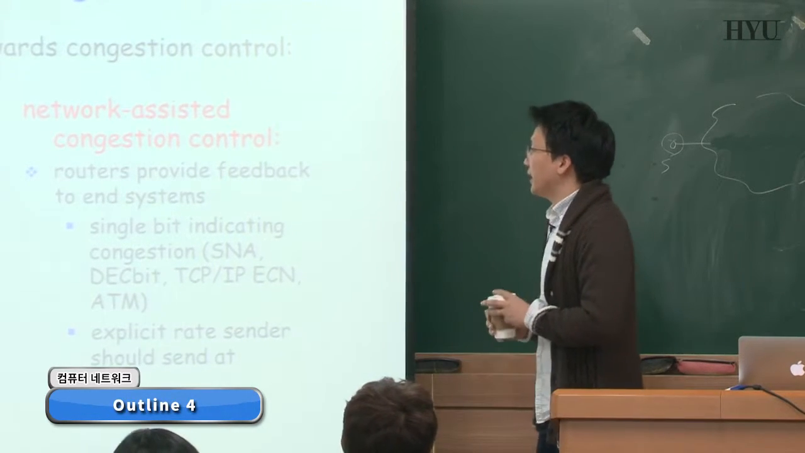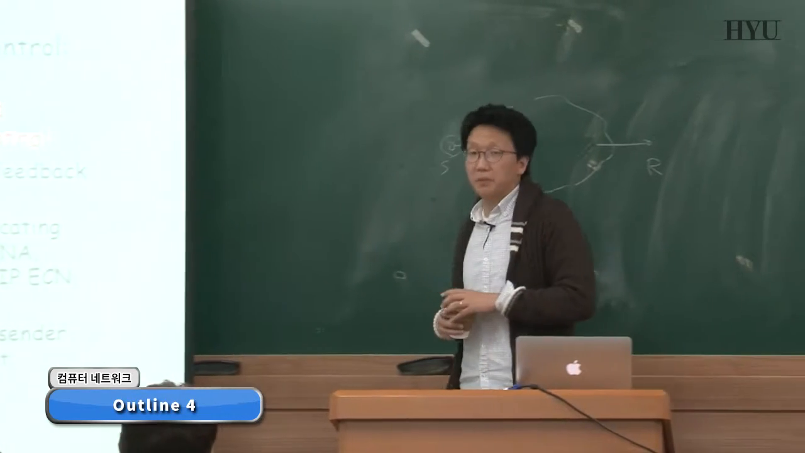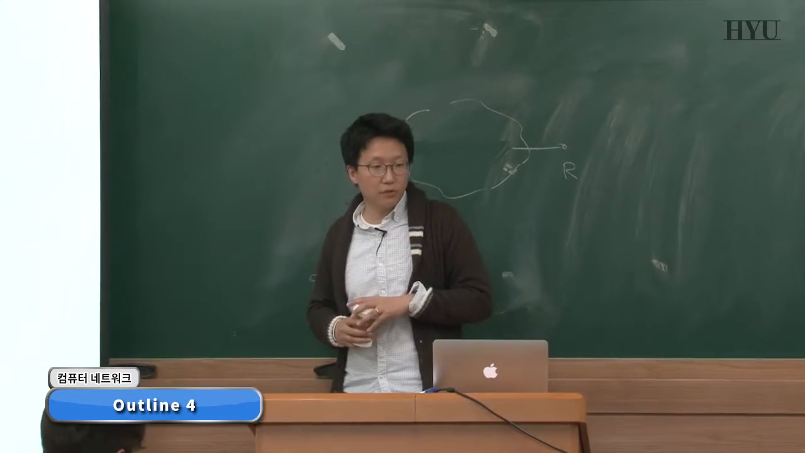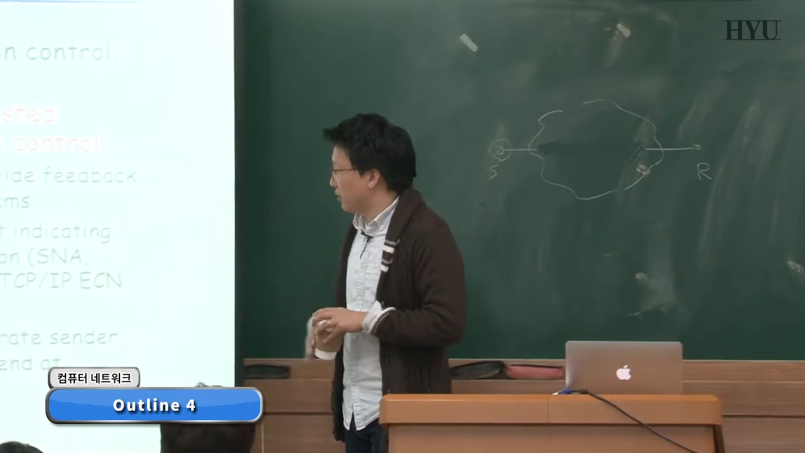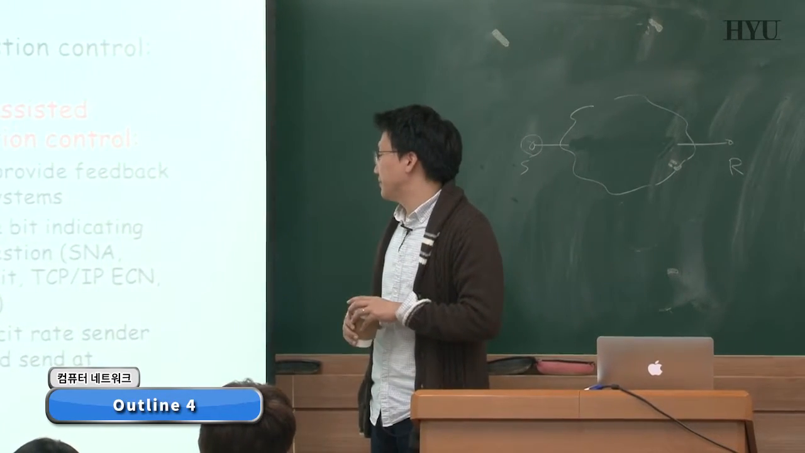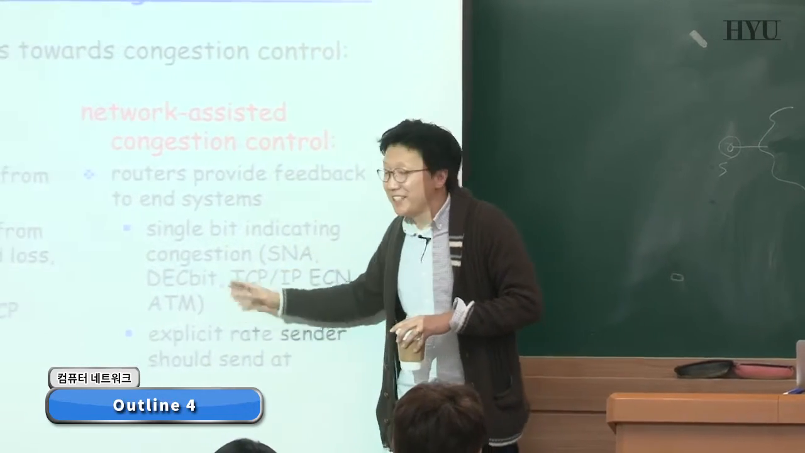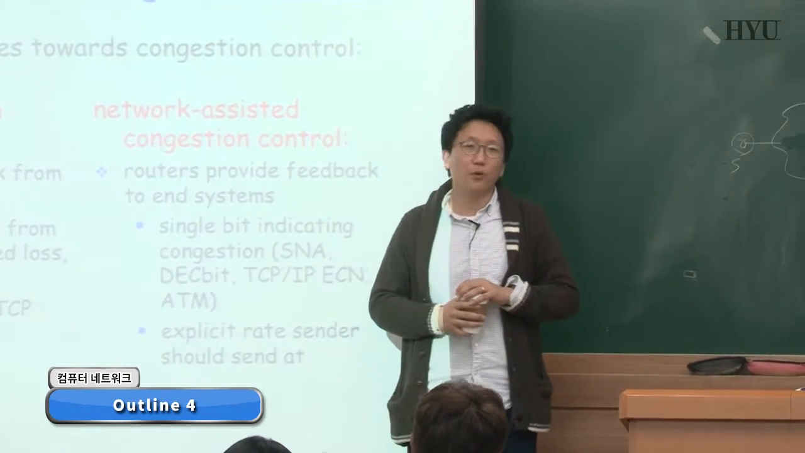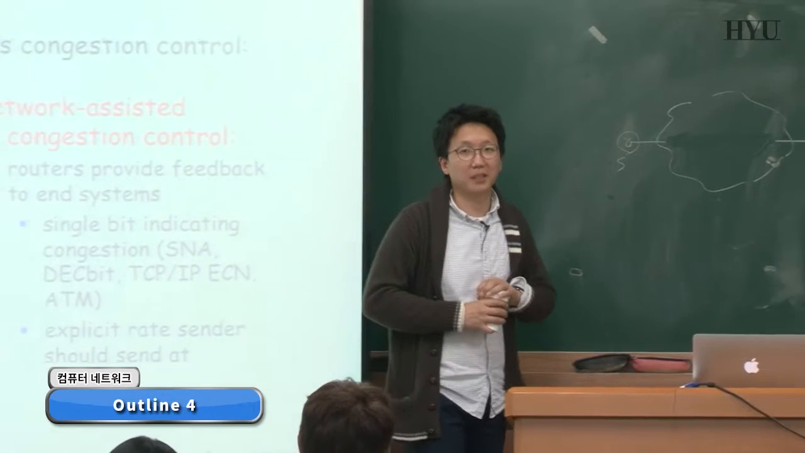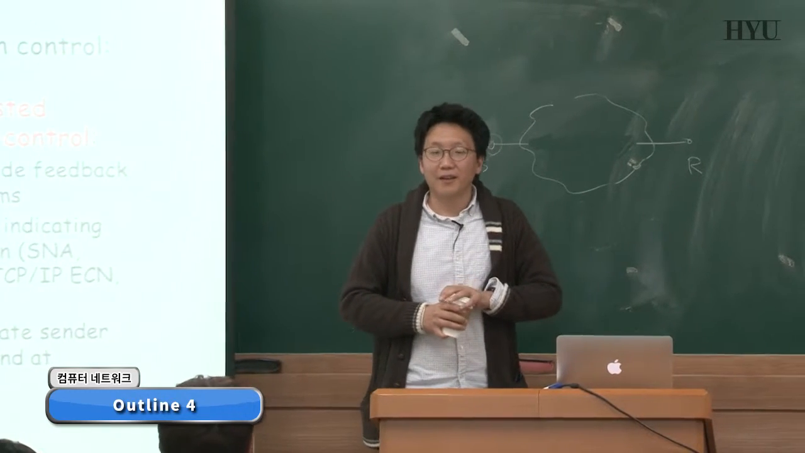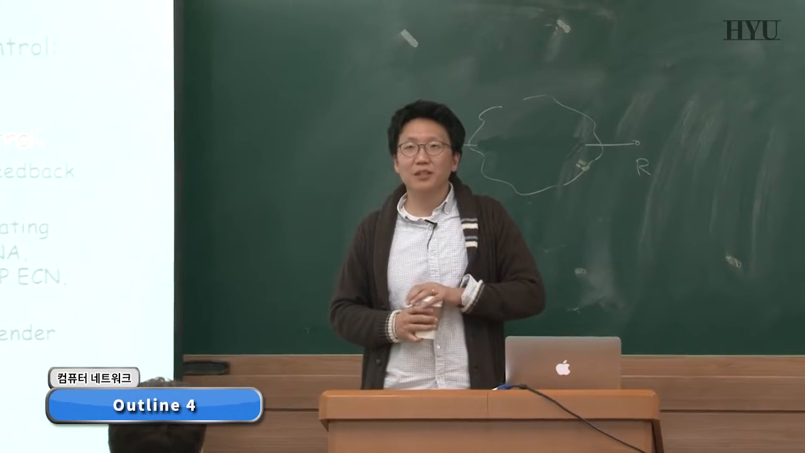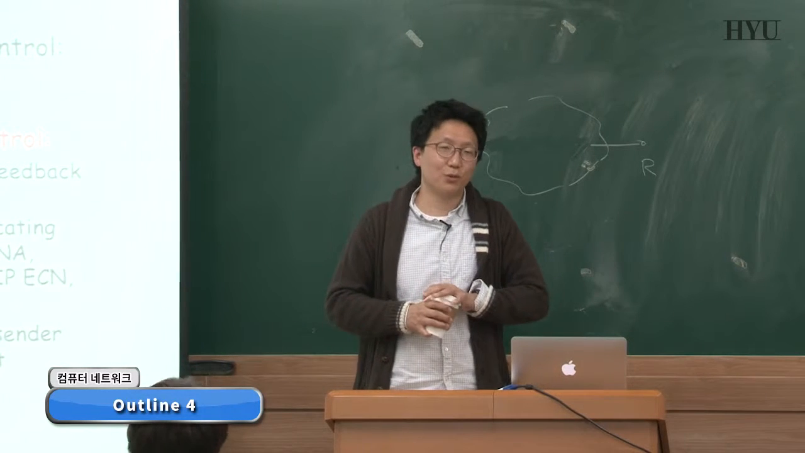A single bit indicating congestion. This type of approach is used in many different protocols, slightly different from TCP/IP, such as DECbit or ATM. It's usually used for a core network. It's not the same ATM machine that we use. It's not a cash dispensing machine.